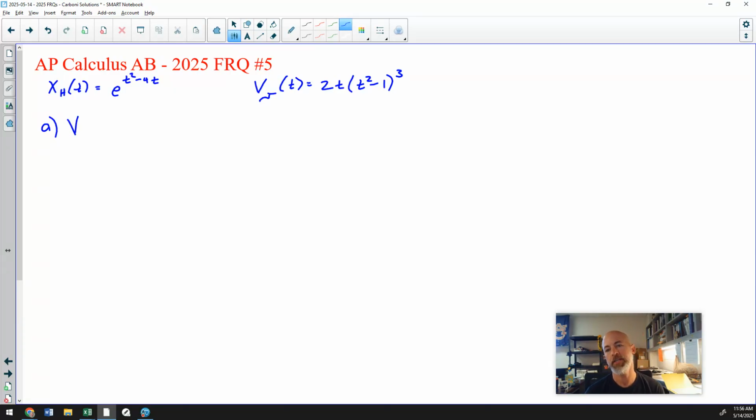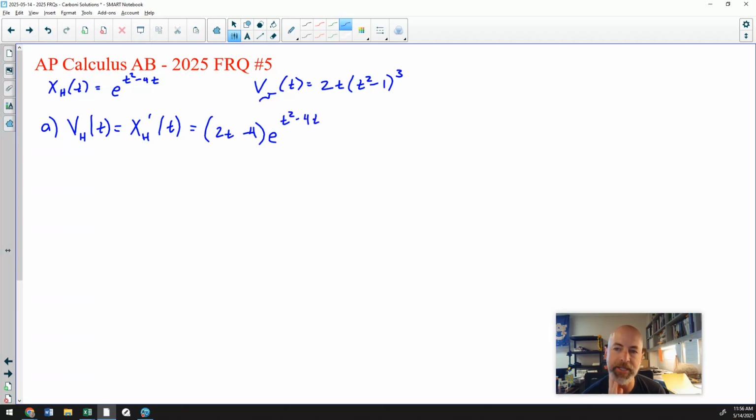All right, so question A is asking for the velocity of particle H. So the velocity of particle H is the derivative of the position. Man, this notation is weird. X prime. You must make the connection to X prime. You can't just write V of t. You need to connect it to X prime. And that derivative, this is a chain rule. The derivative of e to the stuff is the derivative of the stuff times your original expression.